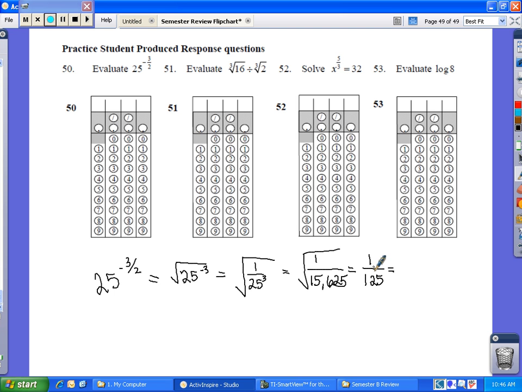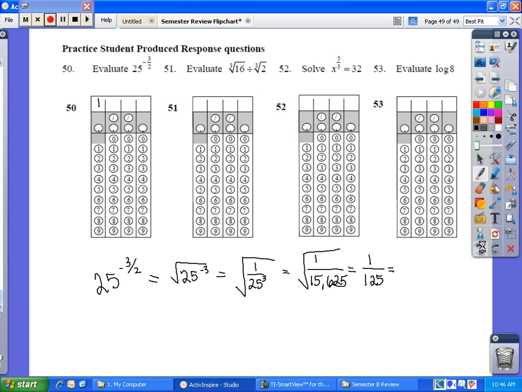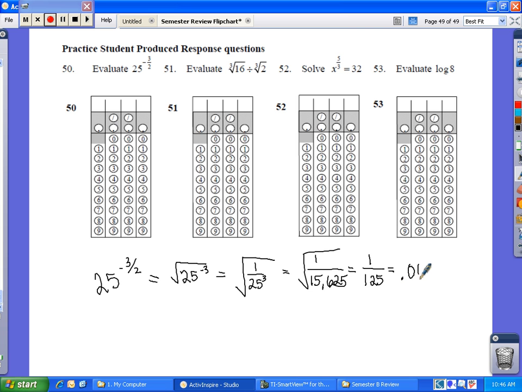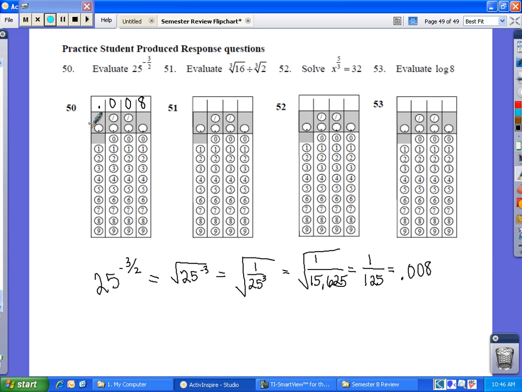I can either enter it in like that, but if you notice, if I put 1/1, I ran out of room. So I can't do a fraction here, which means I'm going to have to do a decimal. So I'm going to take 1 divided by 125, and I'm going to get 0.008. Now if you notice, I can enter 0.008 into this grid, so that's the one I'm going to enter. Okay, so for number 50, I got 0.008, and then you would want to shade in underneath the appropriate bubbles. Okay, this is number 50.